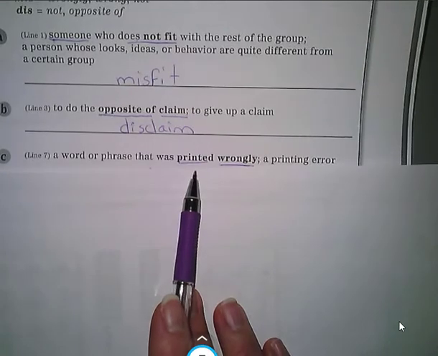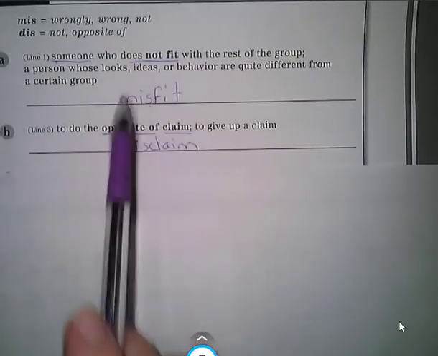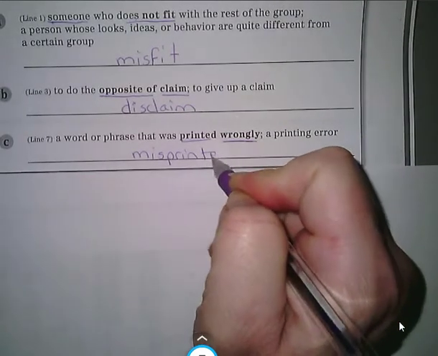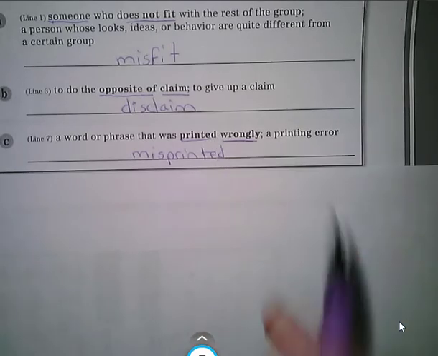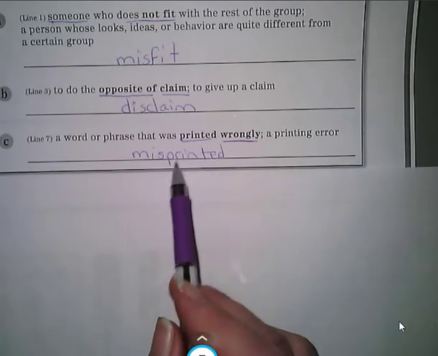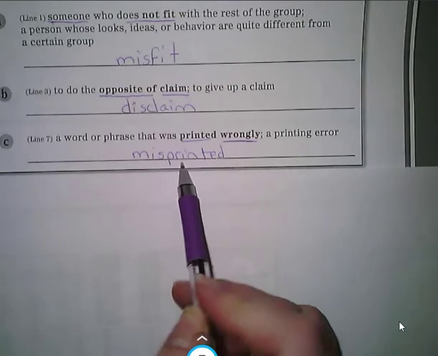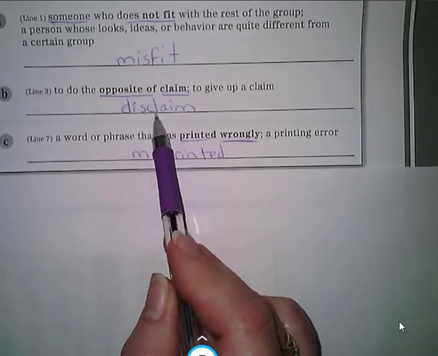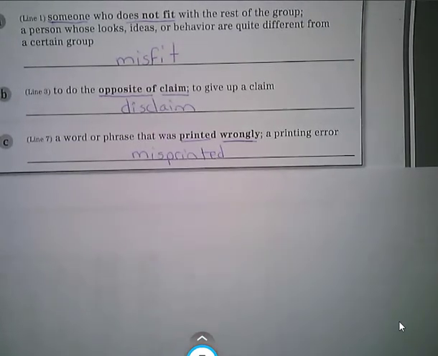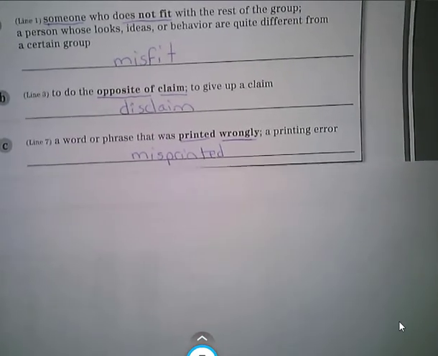And then last one. If something's been printed wrongly. Wrongly is miss. So it's been misprinted. Actually, I should add that D there. I'm sorry, the ED. So this is printed, misprinted. So wrongly printed. I do the opposite. I don't claim something. This does not fit. So those prefixes bring meanings and change the word that they're attached to.